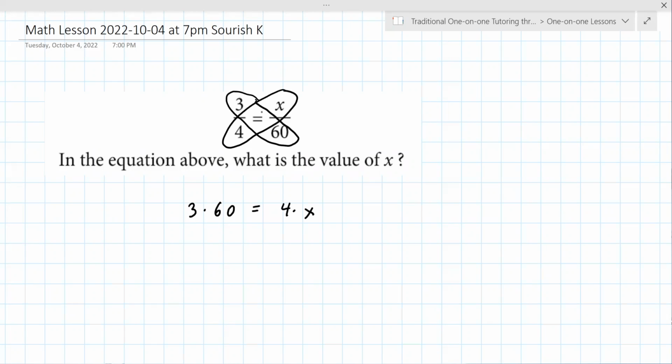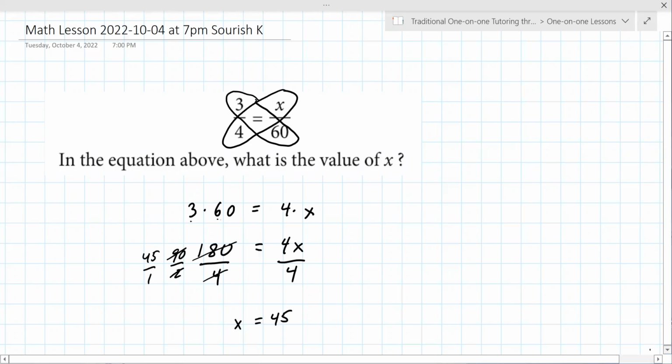So what is 3 times 60? 3 times 60 is 180. 180 equals 4x. So if you divide both sides by 4, on the left side you have to divide both of these by 2. That's 90 over 2. Divided again, 45 over 1. So x equals 45. Is that okay?